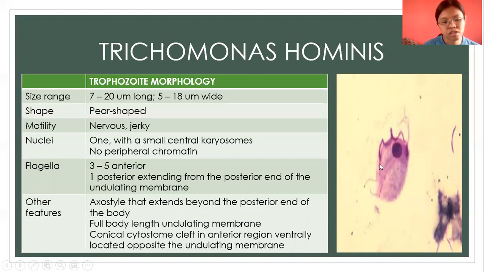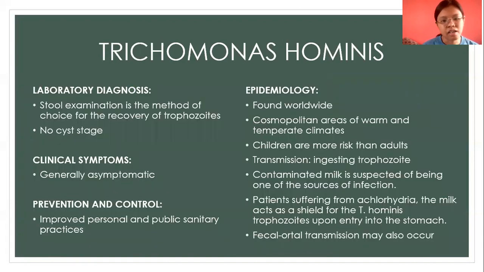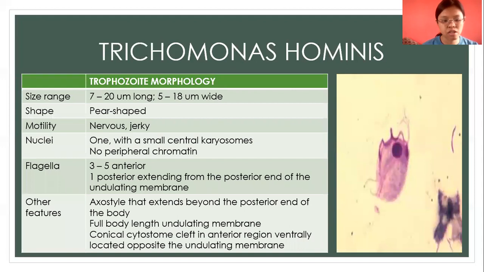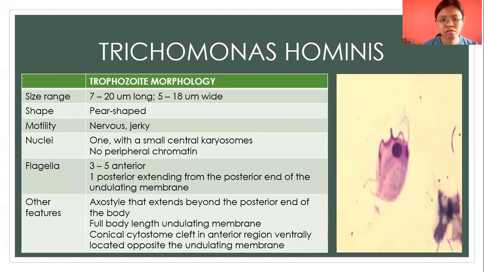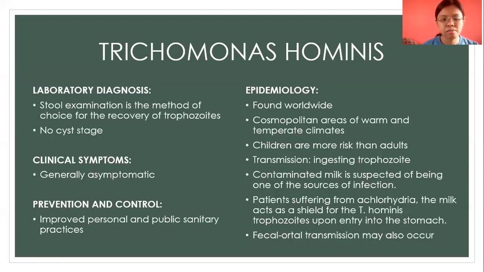undulating membrane, conical cytostome, cleft in anterior region ventrally located opposite the undulating membrane. So ang ating Trichomonas hominis, wala po siyang cyst stage. Meron lang siya ay trophozoite. So clinical symptoms: asymptomatic. Laboratory diagnosis: stool examination is the method of choice for the recovery of trophozoite. It has no cyst stage. So clinical symptoms generally asymptomatic.